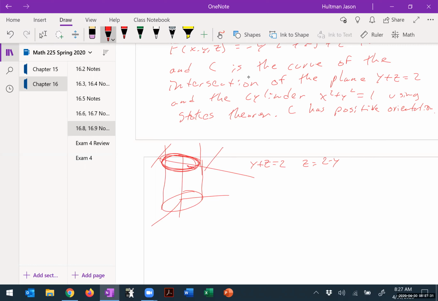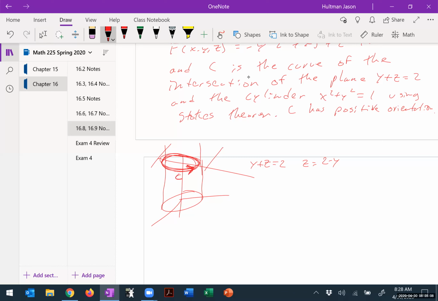And we're saying that this is now C. C is this line integral that goes around C, but it includes z here. So it's going around this slice into the cylinder, and it has positive orientation.